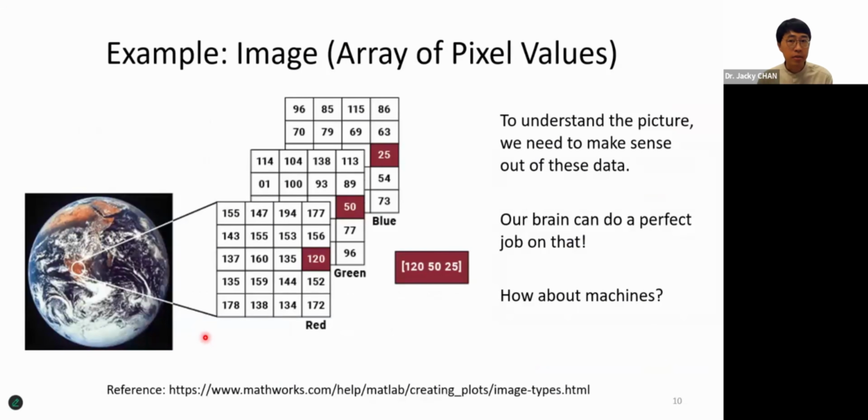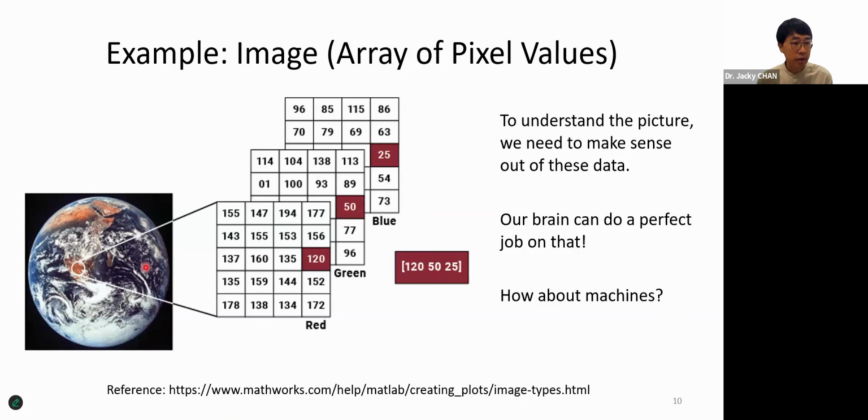This example is about an image, which is represented by an array of pixel values. A pixel, first of all, is a point of an image. And then it is represented by three numbers, red, green, and blue components. Well, you probably know that different combinations of these three components will tell you the colors, right? So that's how we represent the colors of a point of an image.